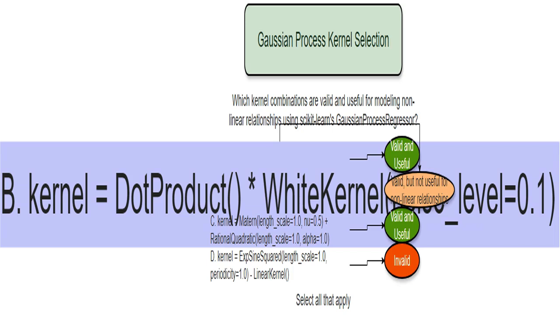This uses a dot product kernel, which is linear, and multiplies it with a white kernel that adds noise. It's valid, but combining a linear kernel with noise isn't ideal for modeling nonlinear relationships. It's primarily useful for linear data with added randomness. Not our best choice for nonlinear modeling.